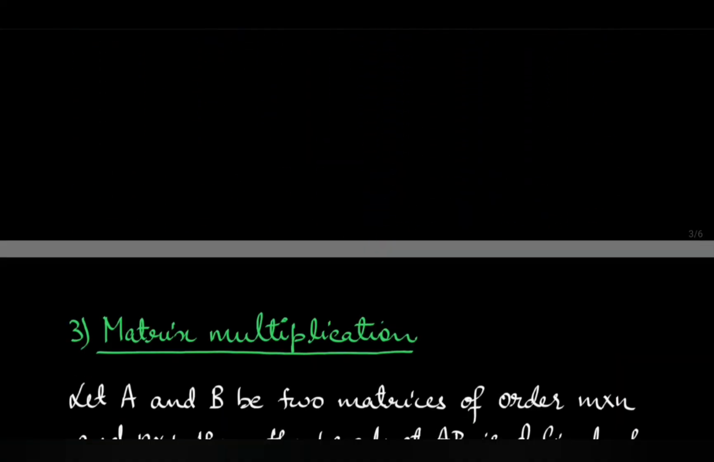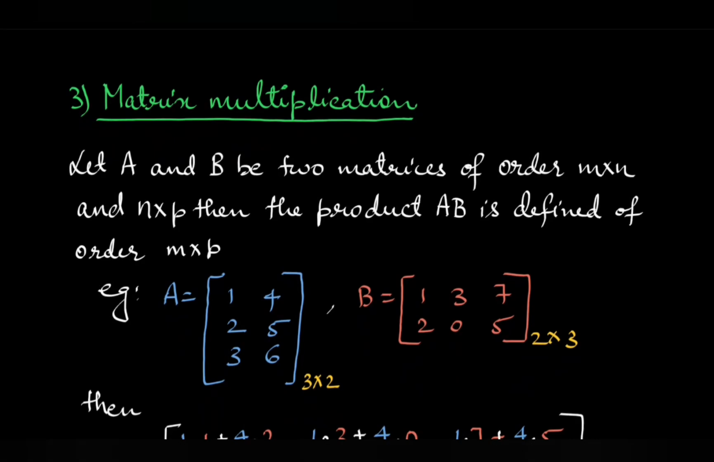The next operation is matrix multiplication. If we are given two matrices A and B, and the order of A is m cross n, and the order of B is n cross p, then we can find the product AB of order m cross p.